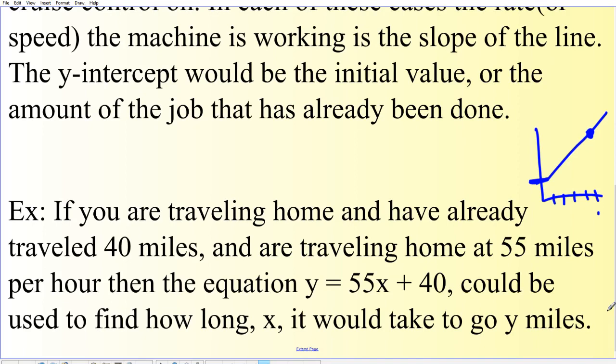An example: if you're traveling home and you've already traveled 40 miles and you're traveling home at 55 miles per hour, then the equation 55x plus 40 could be used to find how far you've gone. And you could always plug in a number for x, and we could see, after, say, 3 hours, how far have you traveled? 55 times 3 plus 40 would give you that distance that you've traveled.